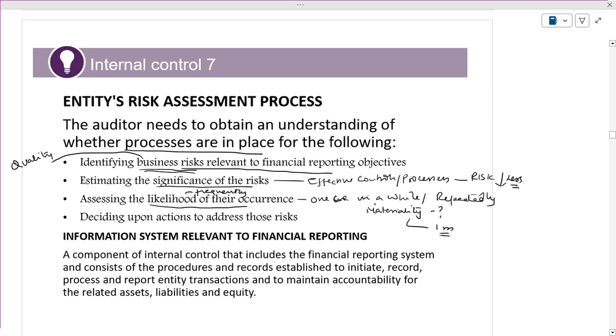Deciding upon actions to address those risks. How you are going to come up with a solution to identify and address the risk, coming up with solutions to overcome those risks in the future. Fine. This is what the internal entity risk assessment process is. This is point number 2.